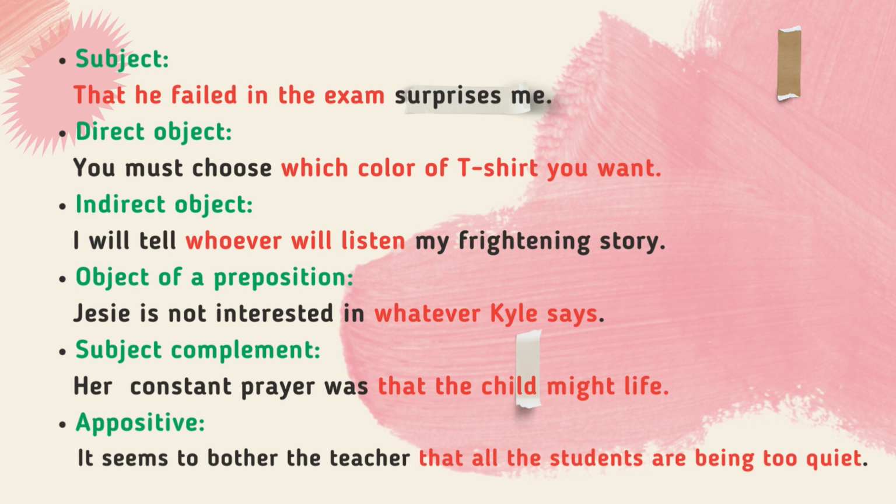Jessie is not interested in whatever Kyle says. A noun clause follows a preposition to complete the meaning of the prepositional phrase. Because of that, in this sentence, the noun clause plays a role as the object of a preposition.